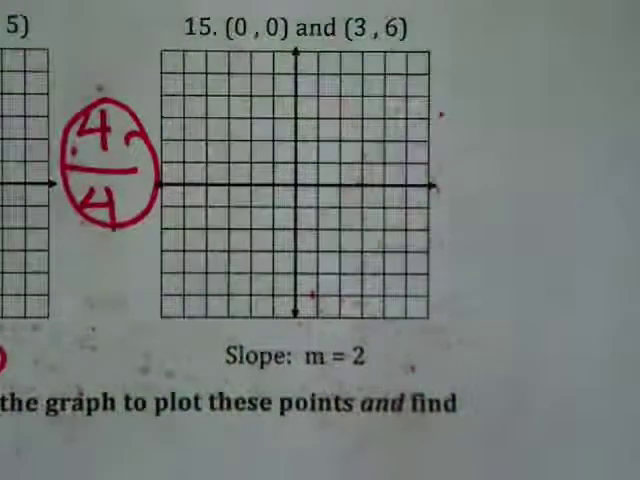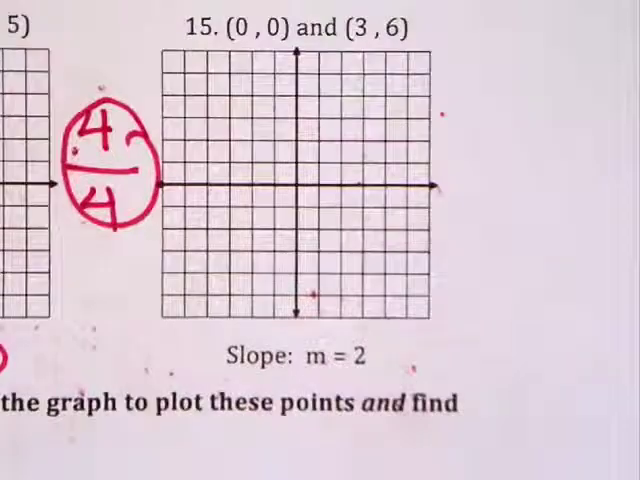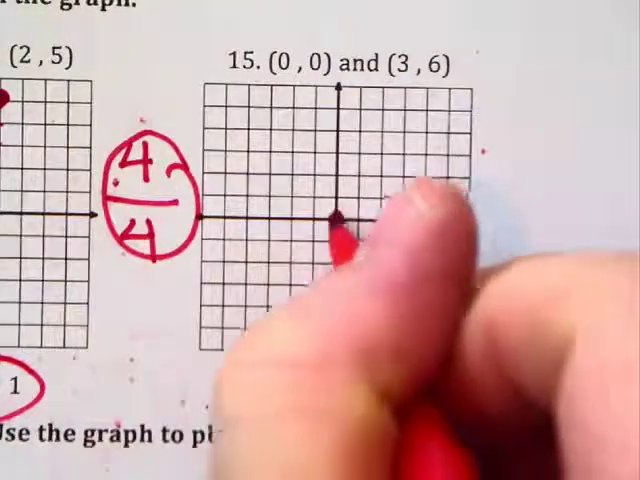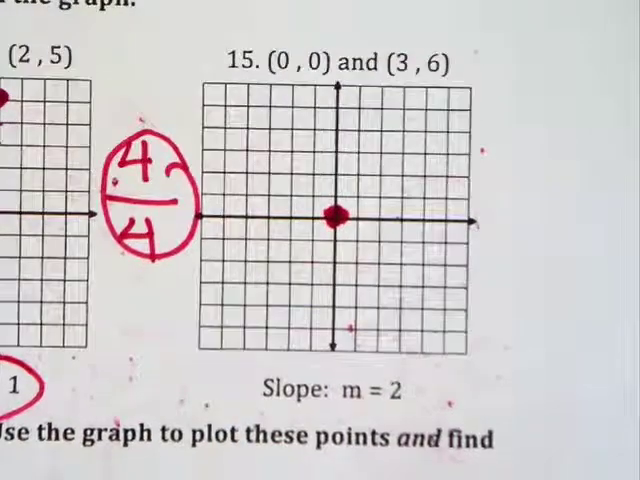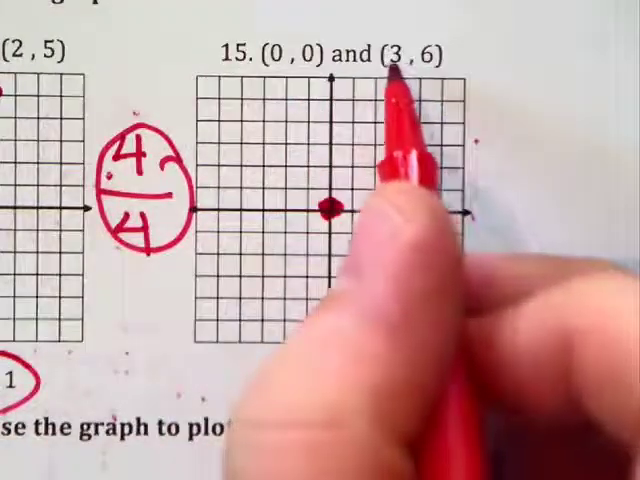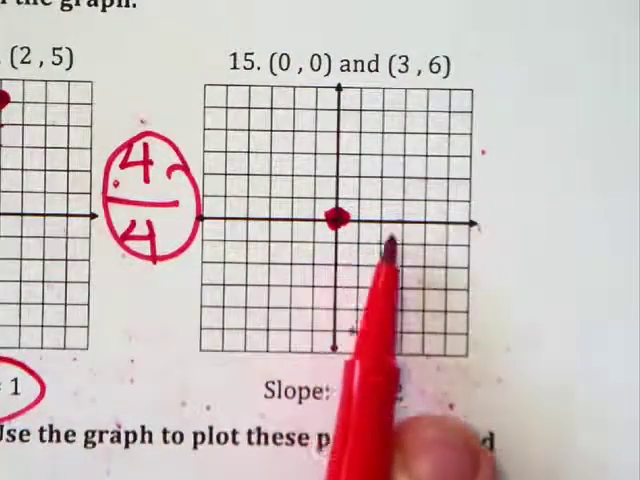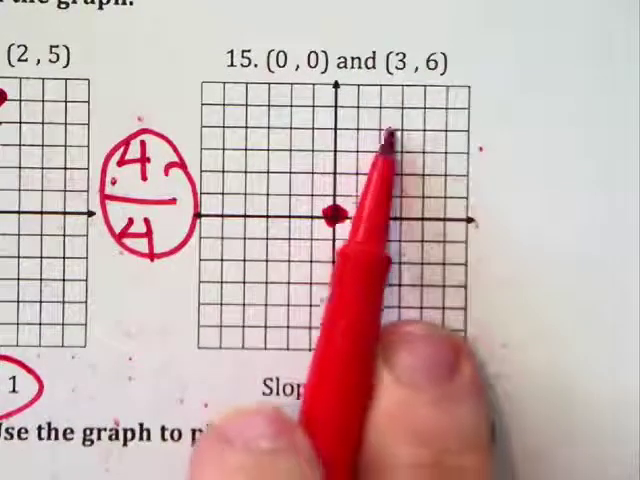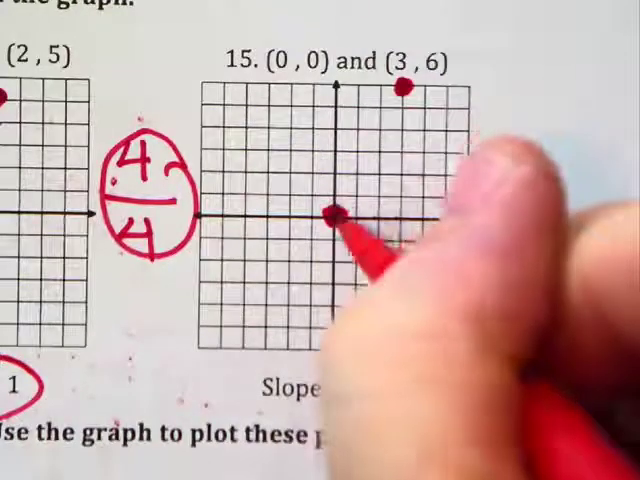Okay. The next one, we have (0, 0). So that's just right here in the center. And the next one is (3, 6). So our x value is 3, 1, 2, 3. And then up 6, 1, 2, 3, 4, 5, 6. And we draw a line.